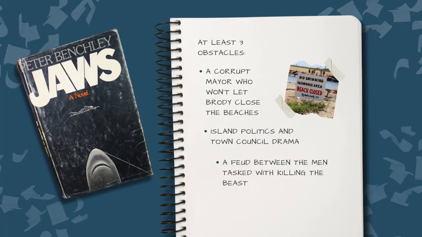So 1, you have this corrupt mayor, right? He won't let Chief Brody close the beaches. You have a town council. They refuse to fund professional hunting the shark. And then you have a feud between 2 men. In the book, it's between Hooper and Chief Brody because Hooper is the one having an affair with his wife. In the movie, it's between Hooper and Quint.